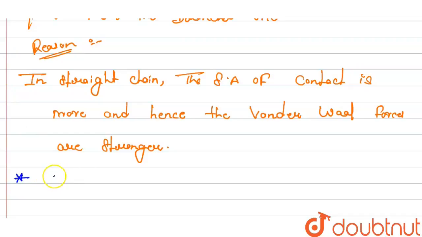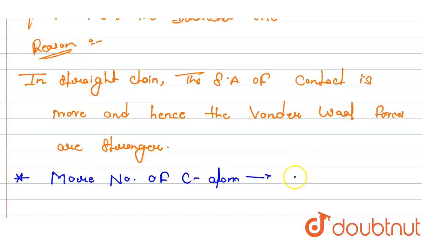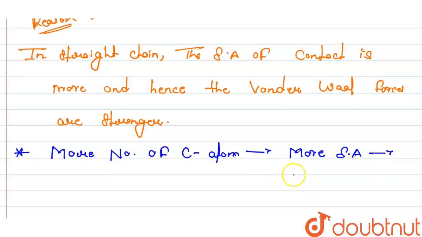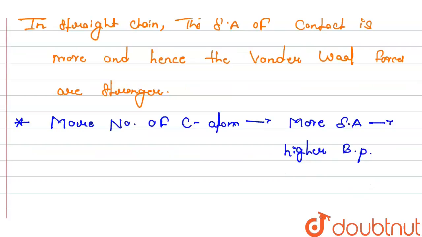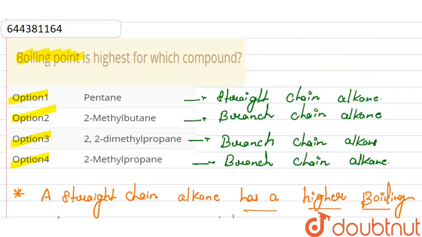The second point is, the more the number of carbon atoms in the straight chain, the more is the surface area of the molecule, and the higher is the boiling point. That is, if there are more carbon atoms in a straight chain, then the molecule has more surface area, and it will have a higher boiling point.